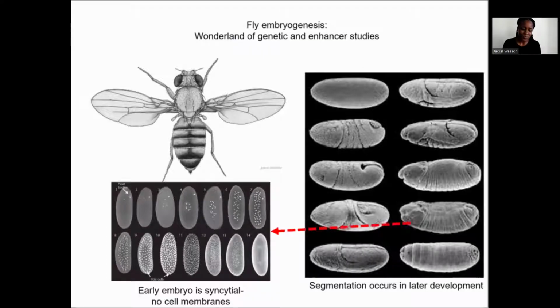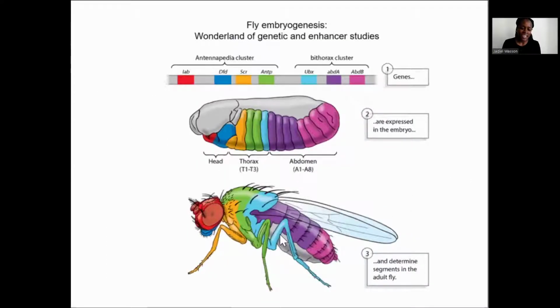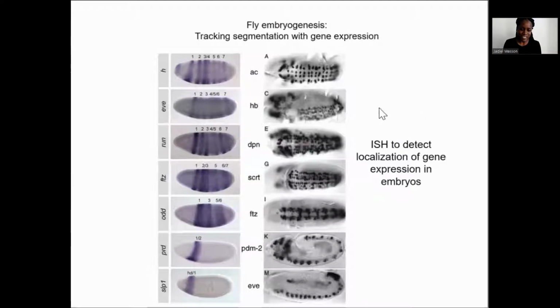The reason these segments are so important is that they ultimately lead to the final anatomical segments of the fly. You can see here that it matches pretty closely. One way that scientists figured this out was using the same technique, ISH, to detect the localization of these different genes that are expressed in the early embryo and then over time. One thing that's very striking is that these genes are expressed in very stereotypical stripes and have very specific locations in the embryo.